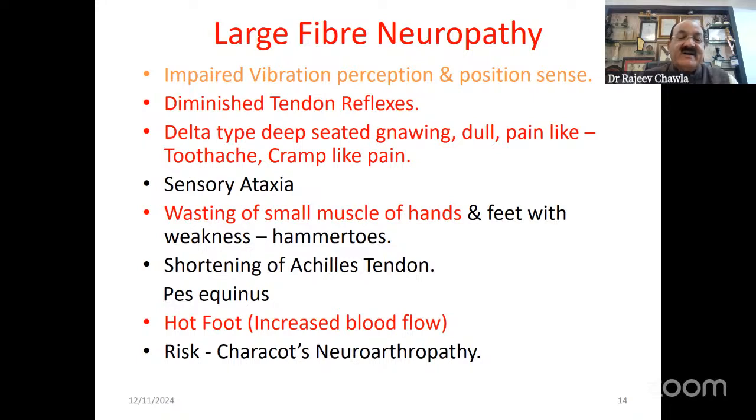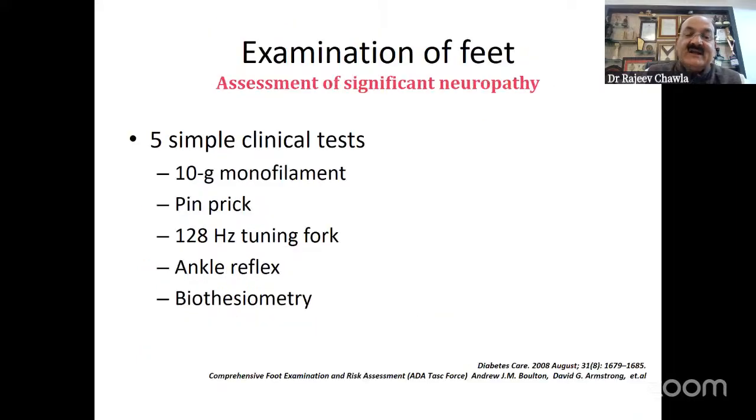There could be sensory ataxia, there could be wasting of small muscles of the hand and feet with weakness, with hammer toes typically seen. There could be shortening of the Achilles tendon, and these patients have a hot foot as compared to small fiber neuropathy, where it is a cold foot with absence of sweating. And these patients are at a greater risk for Charcot's neuroarthropathy, while small fiber patients are at a greater risk for developing amputation and gangrene.